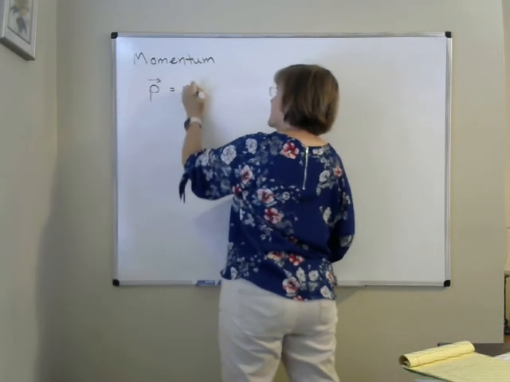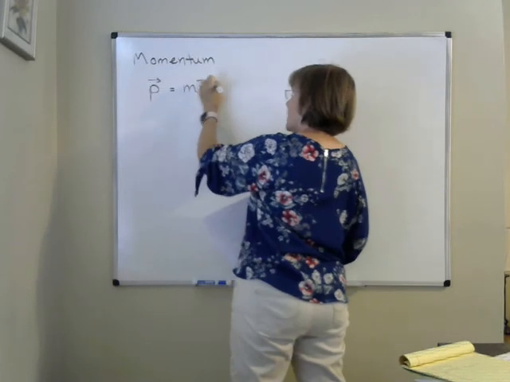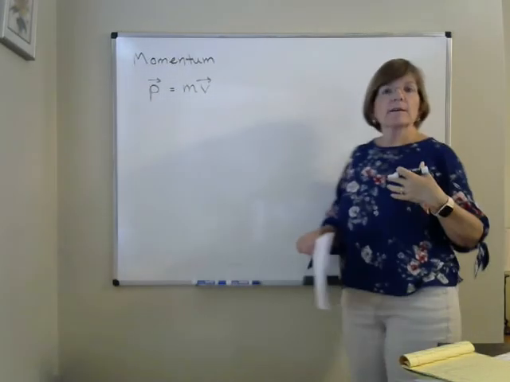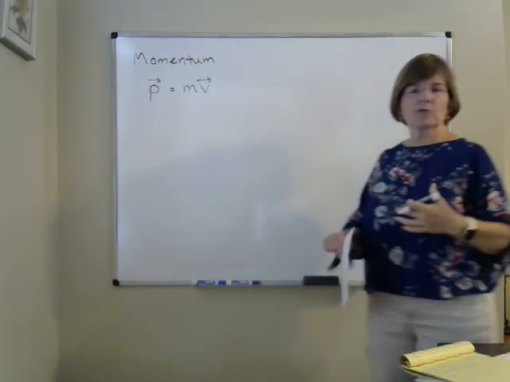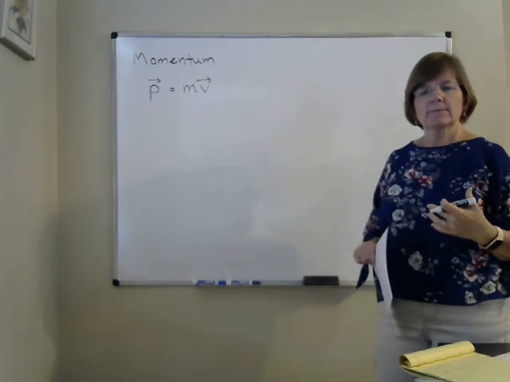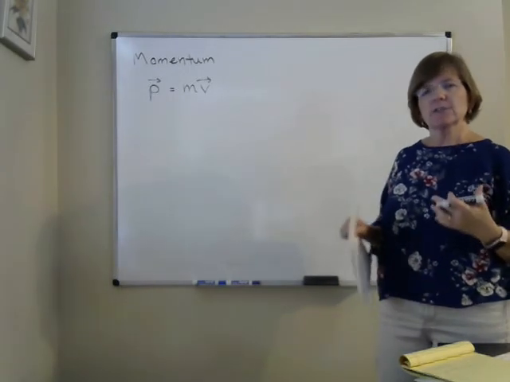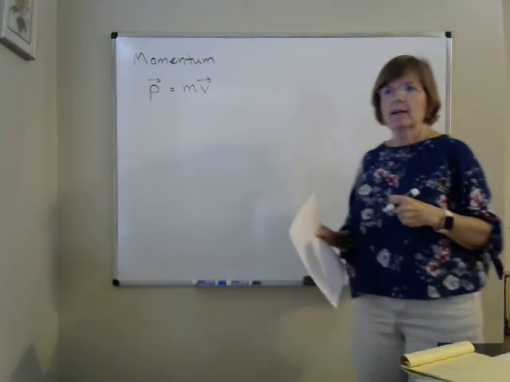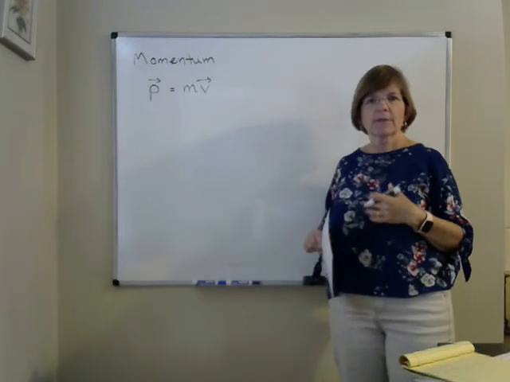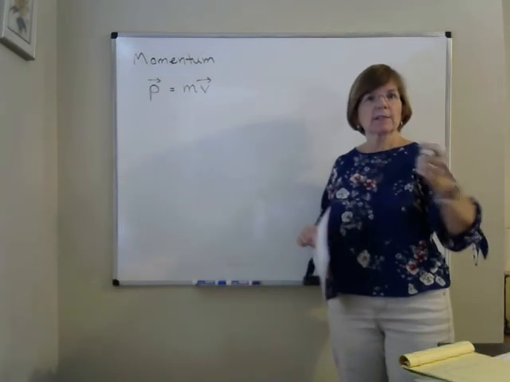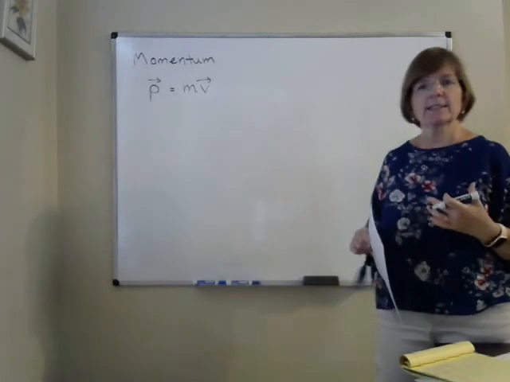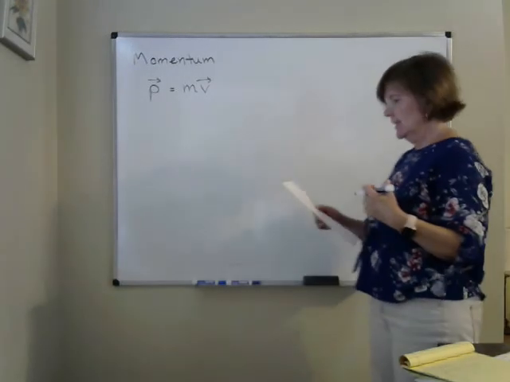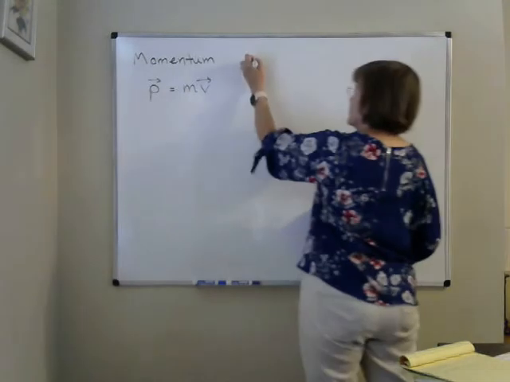and it's a product of the mass times the velocity. It is a vector. Momentum has a direction. That simply makes sense to us. If a football player is running downfield, the direction of his momentum is obviously the same as the direction that he's running. It is a vector.